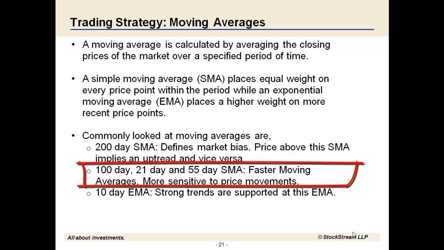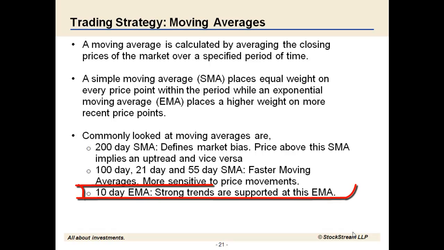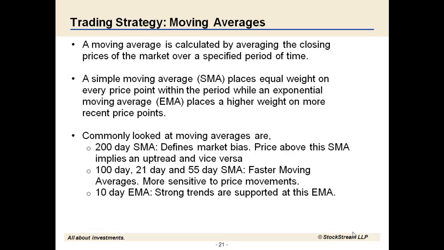The 100, 55, and 21-day SMAs are shorter period moving averages, and thus are more sensitive to price changes. The 10-day EMA is very well respected in strong trending markets. The trading strategy for this indicator involves buying reversal after retest of a moving average in an uptrend, and vice versa. We will look at more trading strategies like crossovers in more advanced lessons.